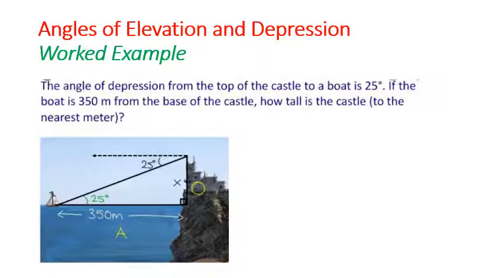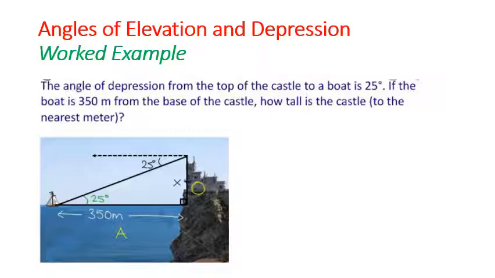So you can see there in the schematic that we have a castle, and effectively the top of a triangle is being drawn, but the top of the castle marks the top of this triangle. Coming down to sea level, if you like, we have a right angle, and then going out 350 meters, we have the boat there, 350 meters out to sea from the castle in the horizontal direction. Also, we're told that that angle of depression from the top of the castle is 25 degrees.